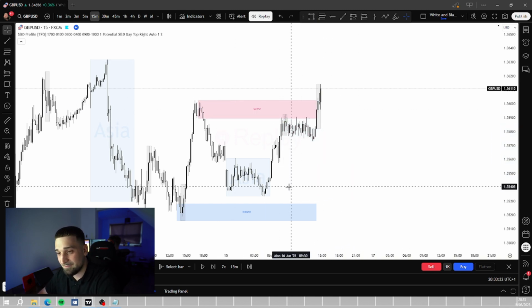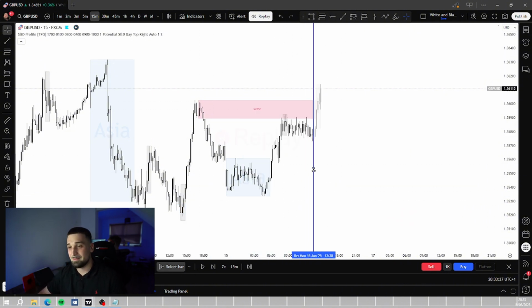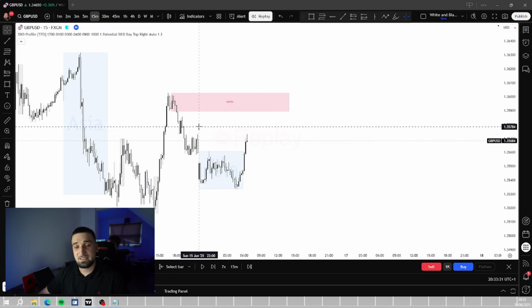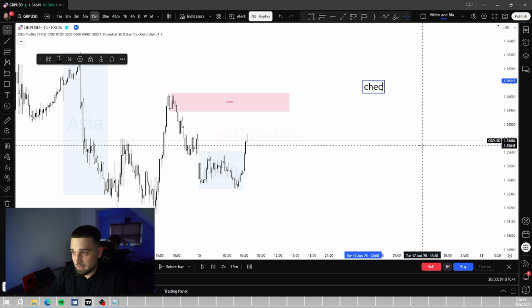So let's delete everything right here. Let's delete this demand zone and focus solely on this supply and demand zone. So let's go back exactly here. So one reason of my criteria that I'm going to show you how to identify a smart money trap is this. So my first checklist, I'm going to make a checklist right here.